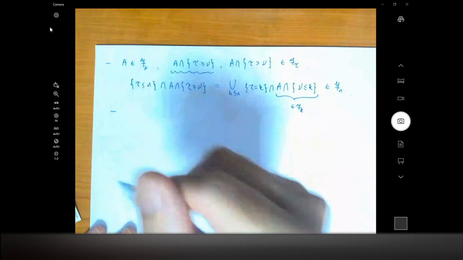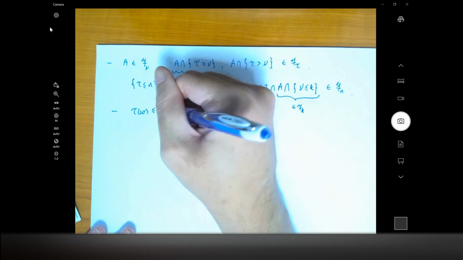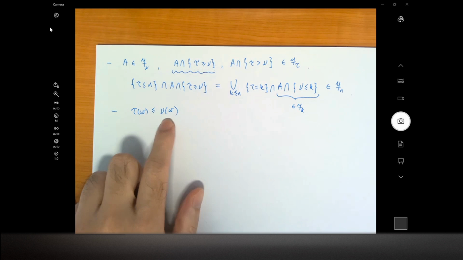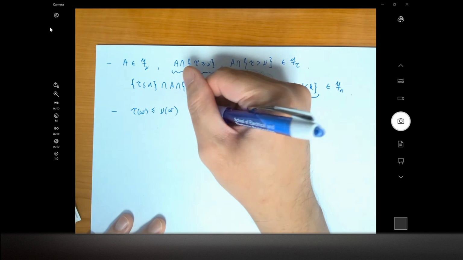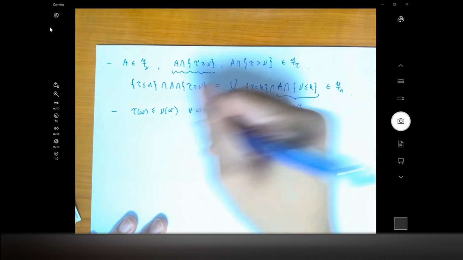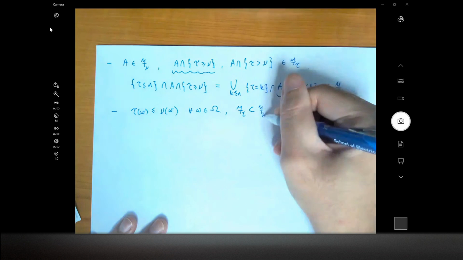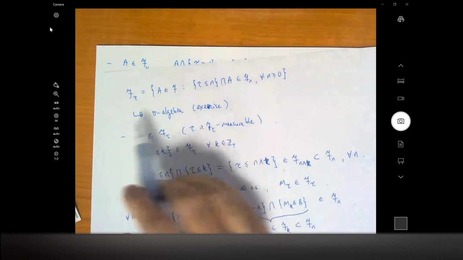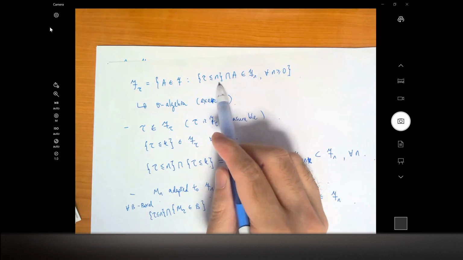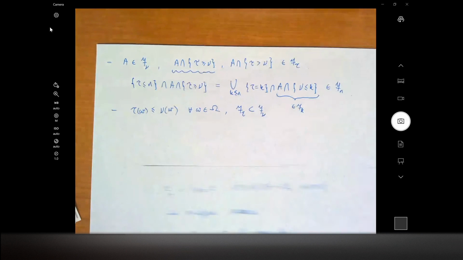And then we have one more. If tau is always smaller than nu, so your new strategy, let's say, is always stop before the old strategy nu, and this is true for all omega, then F tau would be inside F nu. I guess this is obvious from the definition. If tau is always smaller than nu, then nu smaller than n will imply that tau is smaller than n as well. So this is obvious.